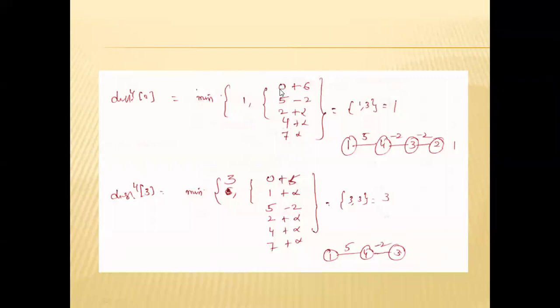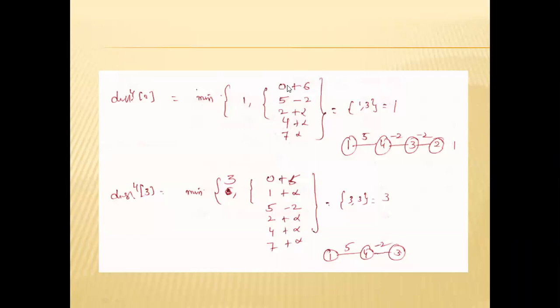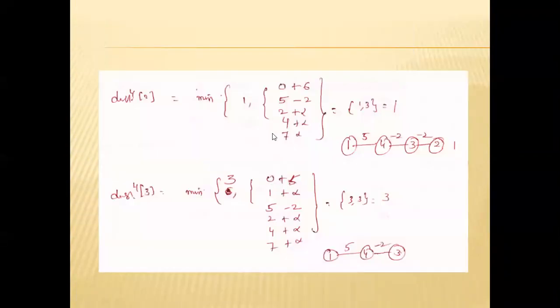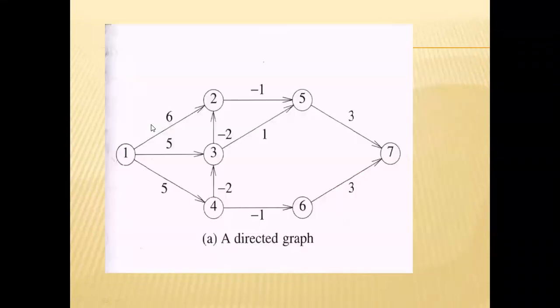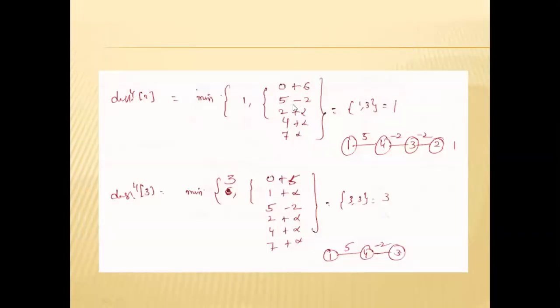Here 0 represents distance cube 1, so distance cube 1 plus 6 means cost of 1 comma 2. Next, distance cube 3 is 3. Already we are calculating 0 1 3 5. Okay, it is 5, it is 1 comma 3, the shortest path.